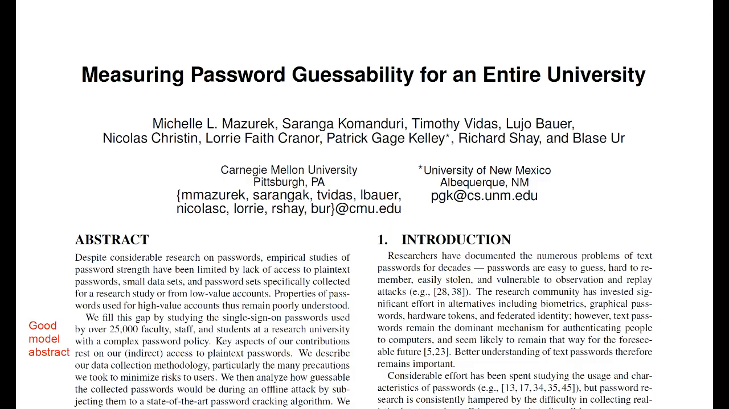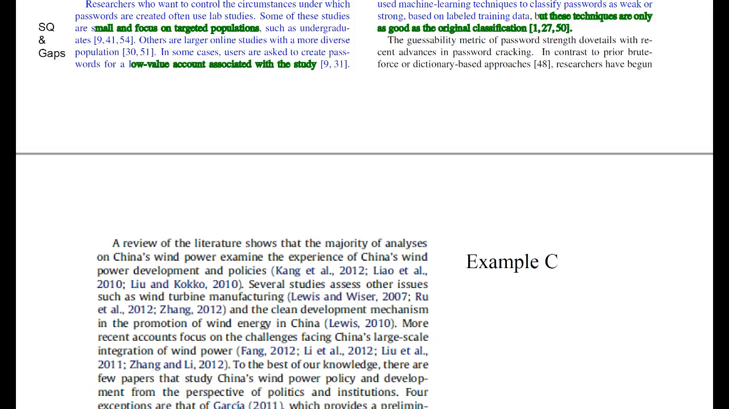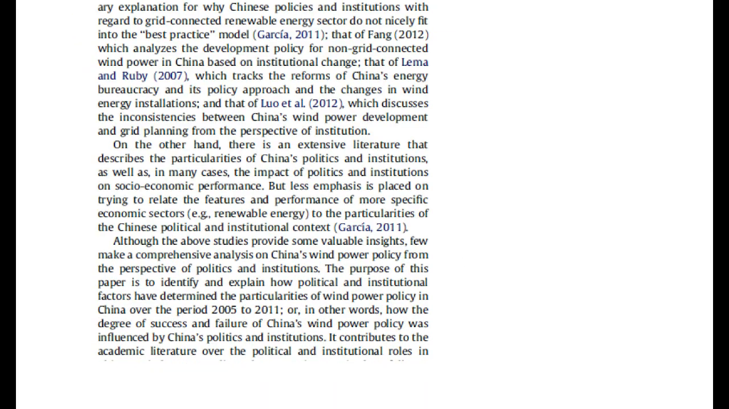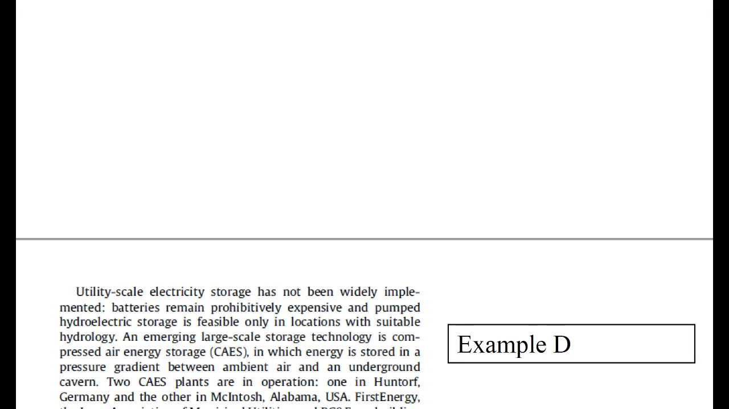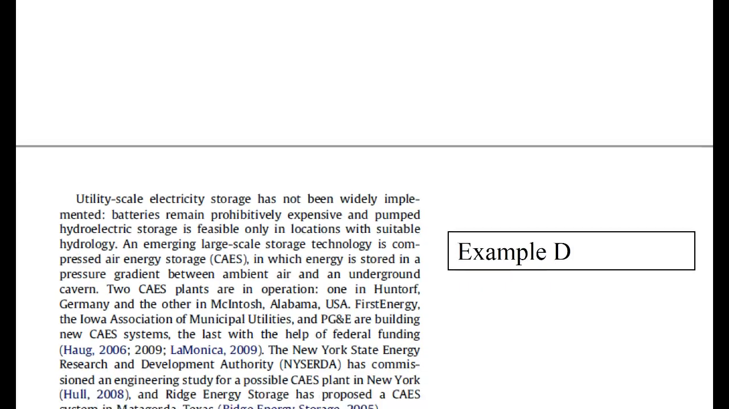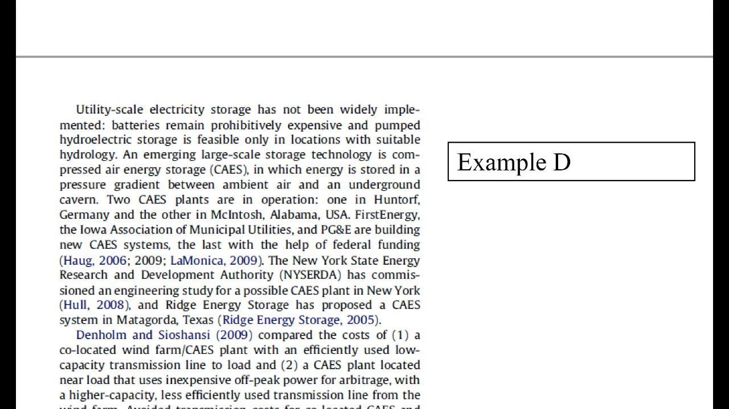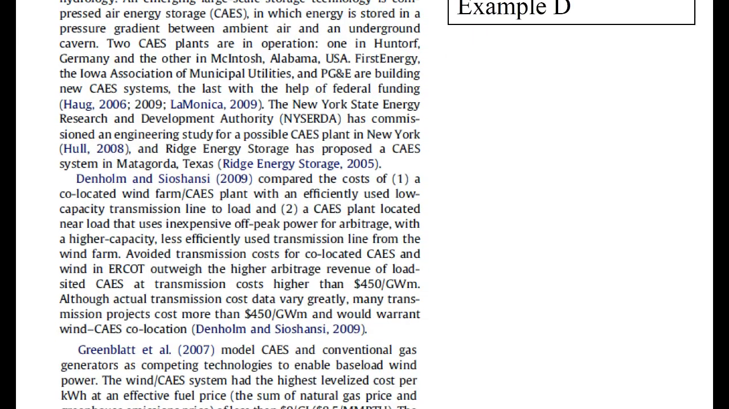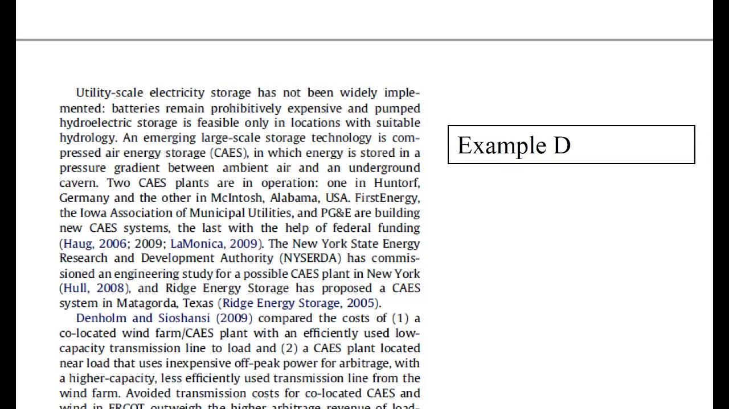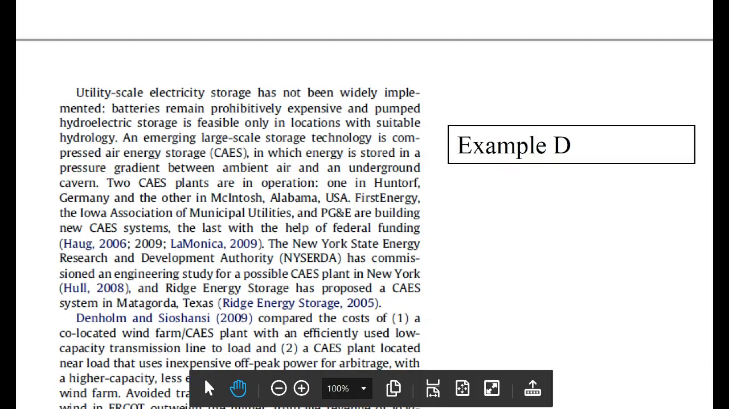Now what I'd like you to do is scroll down to the very last one. I decided example C in here I don't like anymore. Doesn't work as well as I'd like. For class, I'd like you to take a look at example D and talk about what questions would you ask this writer? How would you work with them to improve this literature review, this review of prior work on utility scale electricity storage?